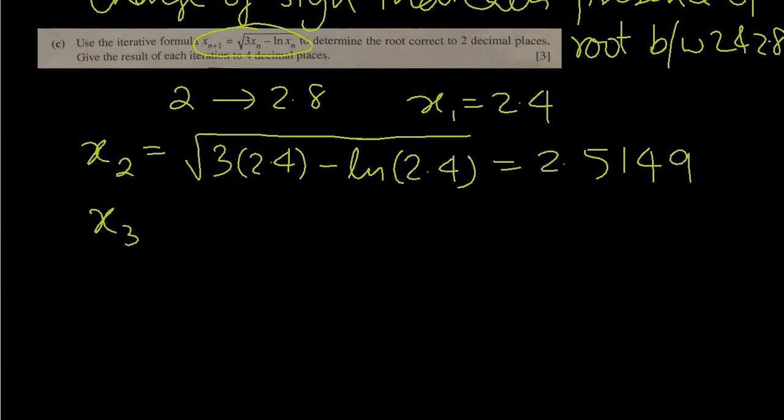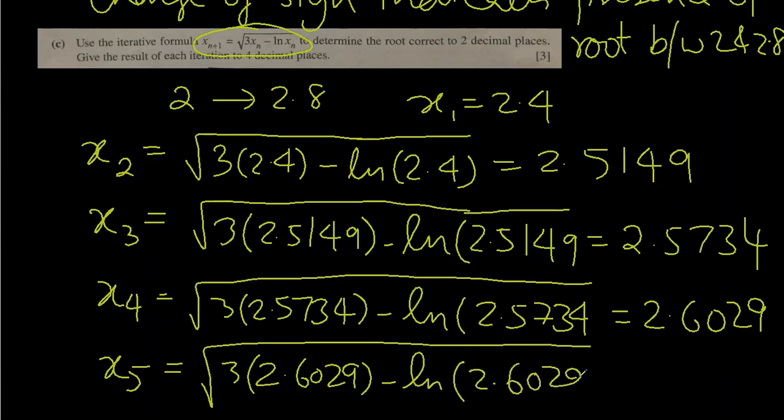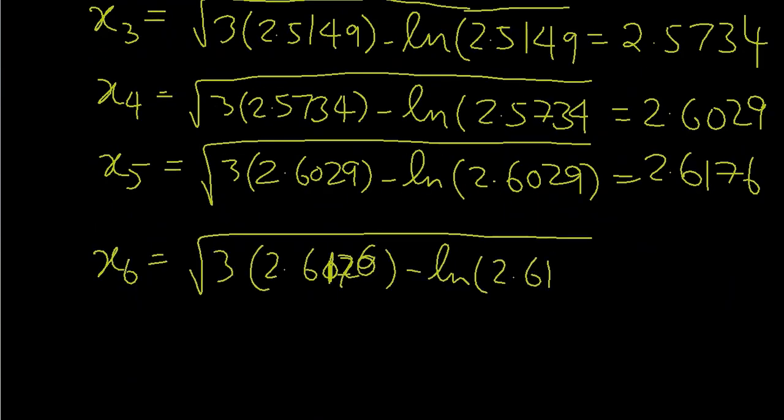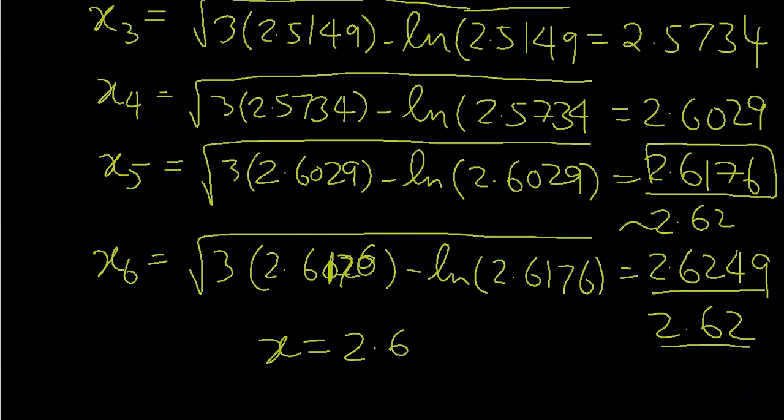I'll continue this till I get my required solution. So I will just speed up this video now. And we got our answer here, because this iteration gives me, if I round off, 2.62. This is also giving me 2.62. So we keep on doing iteration till our required two digits are equal. So finally our root is 2.62.